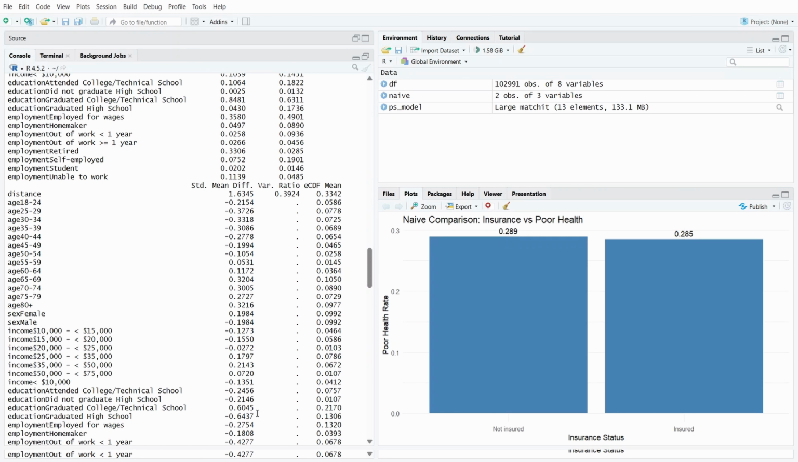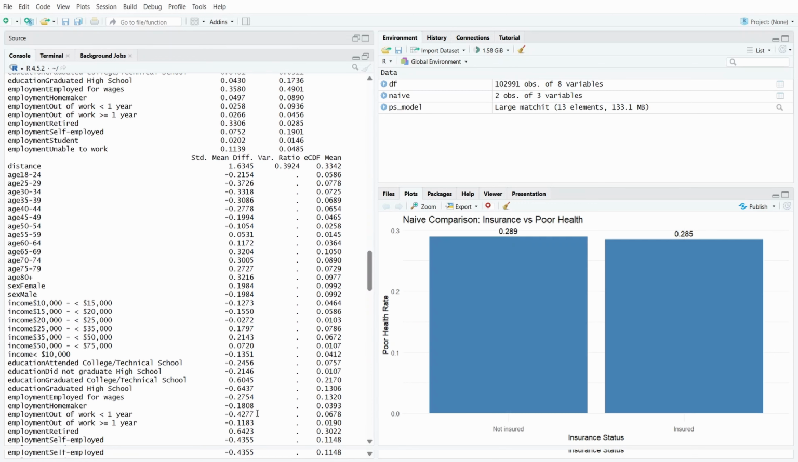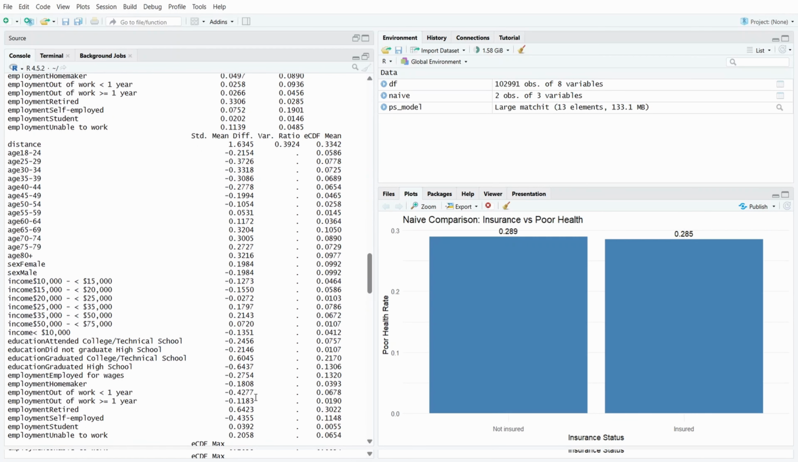Employment status also shows major imbalance. For example, retired individuals are far more common among insured respondents. The standardized mean difference for retirement status is approximately 0.64, which is extremely large. This again reflects the relationship between older age and insurance coverage. On the other hand, categories such as self-employed or unemployed appear more common among uninsured respondents.